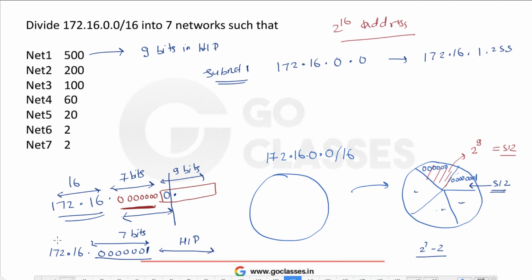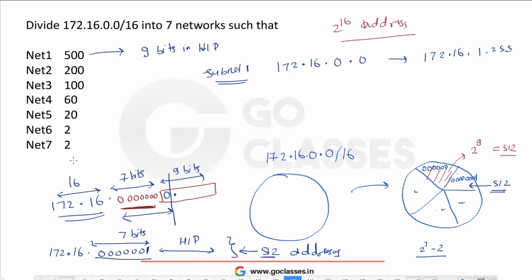Now what do I need? I just need this block 2 to be divided into different parts, such that one part is having 200 addresses, another part is having 100 addresses, and another part is having 60 addresses, like that, right? This whole block is having 512 addresses, and I want to divide this into parts such that the blocks have 200, 100, 60, 20, 2 and 2. Like that I want to divide. I hope you got the idea.